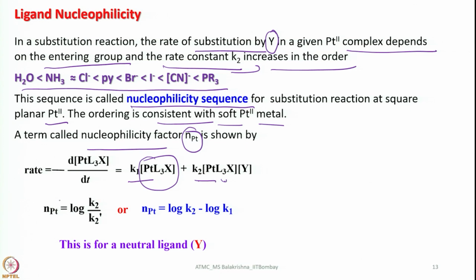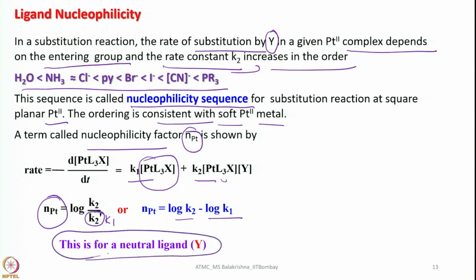this one. So here n_Pt is given by log K2 over K2 prime, or n_Pt equals, this should not be K2 prime, this should be K1, or n_Pt equals log K2 minus log K1. You just correct it, it is not K2 prime, it is K1. So that means log K2 minus log K1. This is for a neutral ligand, you should remember. This nucleophilicity factor shown in this term is for a neutral ligand Y.